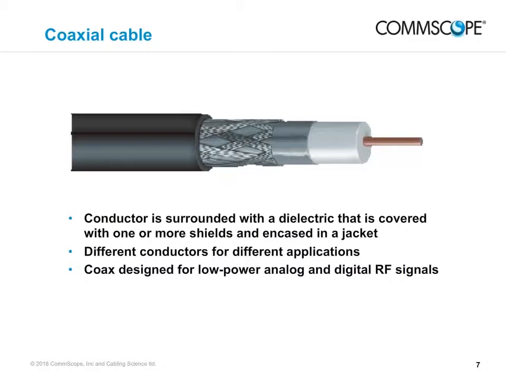The different conductors are used for different types of applications. Coax is designed to conduct low-power analog and digital RF signals. Coax is a proven technology for video. Coax is the cable in cable TV and radio frequency transmission. It offers very good bandwidth and low attenuation. Because of this, some data networks such as ThickNet, ThinNet, and cellular wireless links use coaxial media.